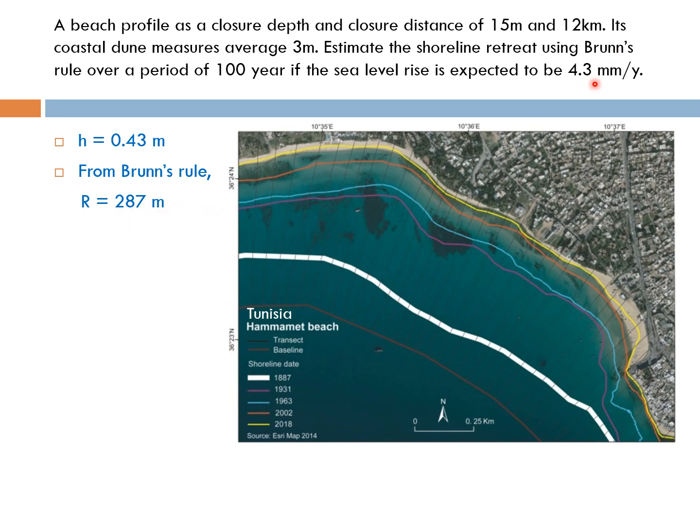In fact, this 4.3 mm per year is the estimated maximum rate of sea level rise in Tunisia. So this is very close to what actually happened, and it will happen in other parts of the world, and especially along shoreline that is erodable.